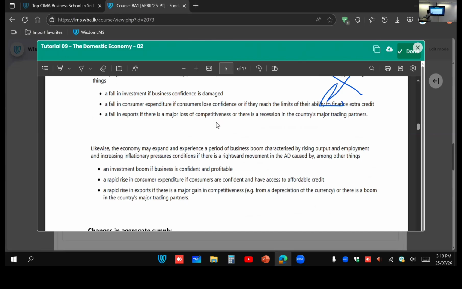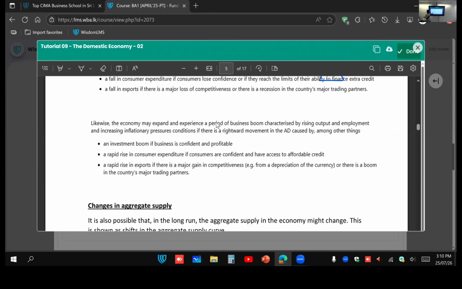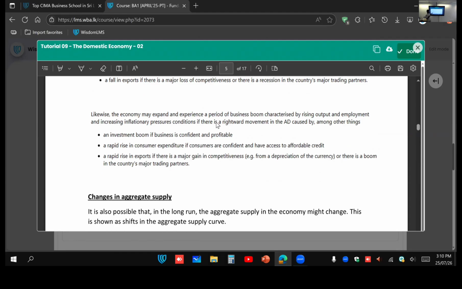Likewise, the economy may expand and experience a period of business boom characterized by rising output and employment and increasing inflationary pressures, considering the rightward movement in the aggregate demand caused by, among other things... So consider now, reading all this, remember what are the factors which would lead to a rightward shift in the aggregate demand and a leftward shift in the aggregate demand. So reading this, you can't help but remember all this.